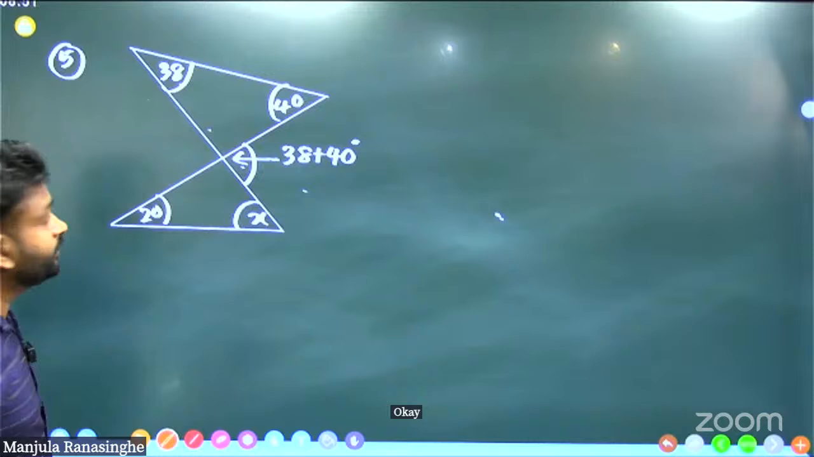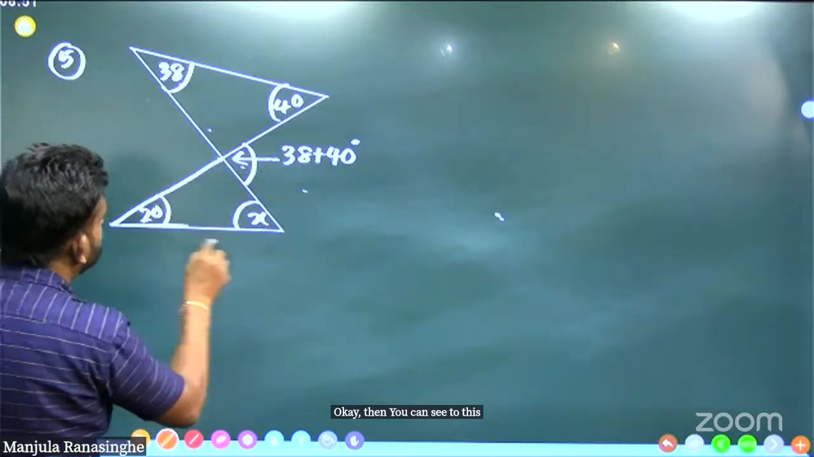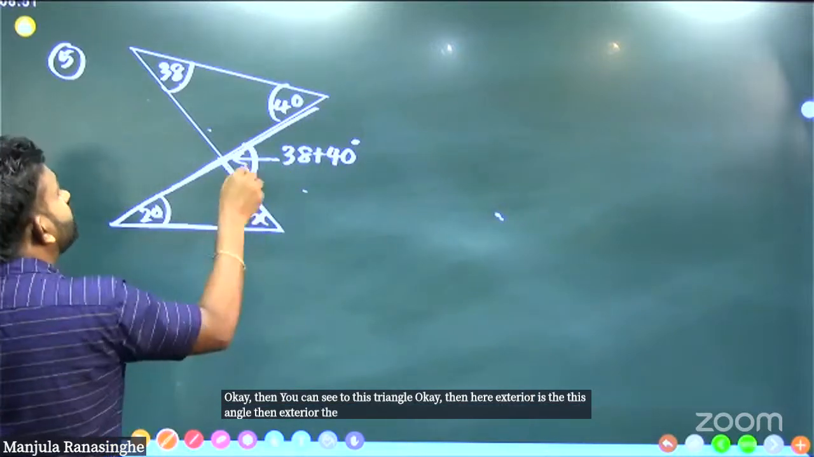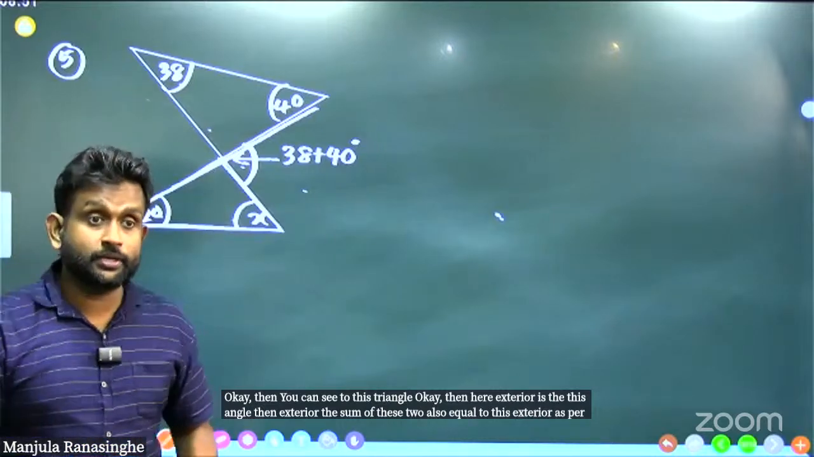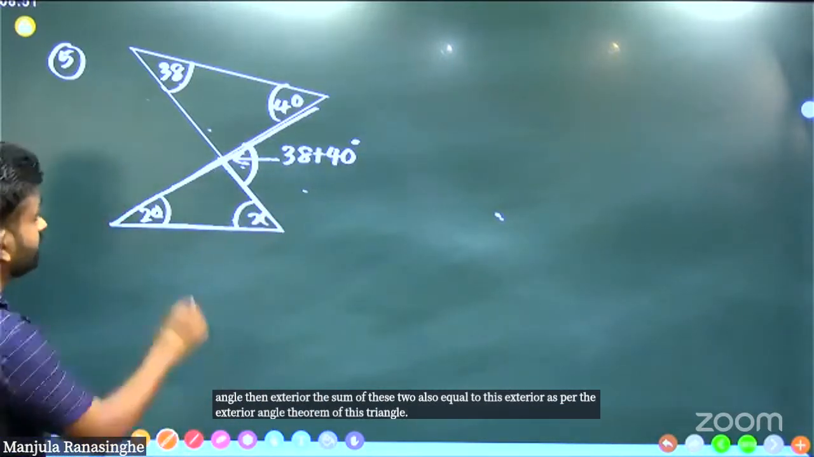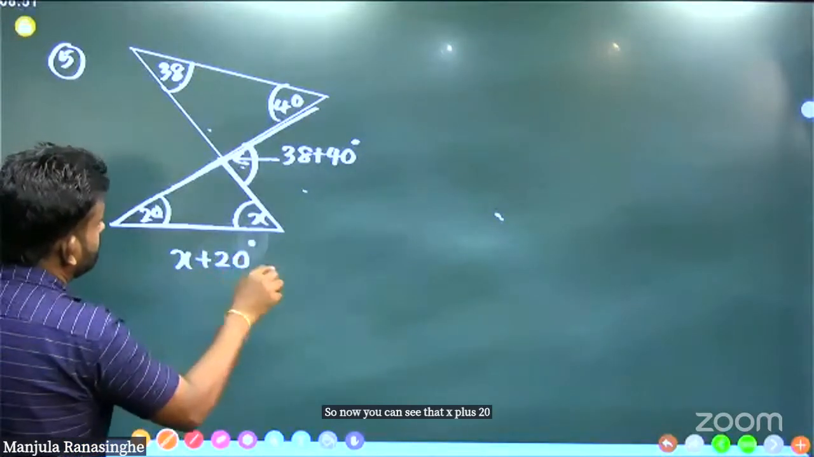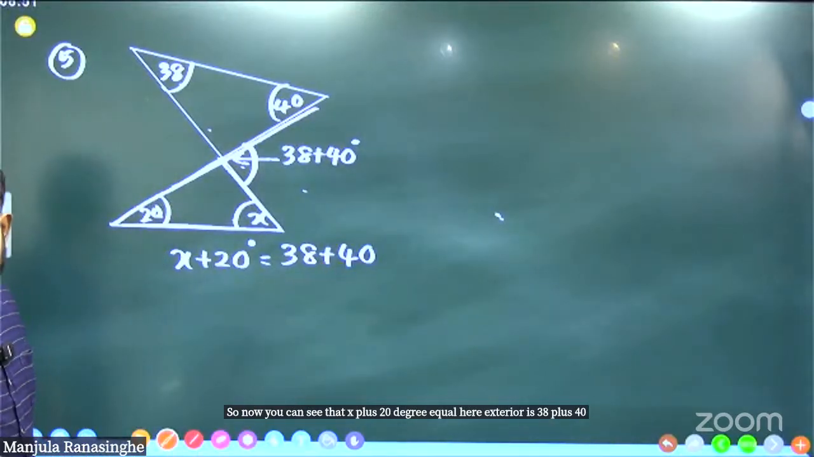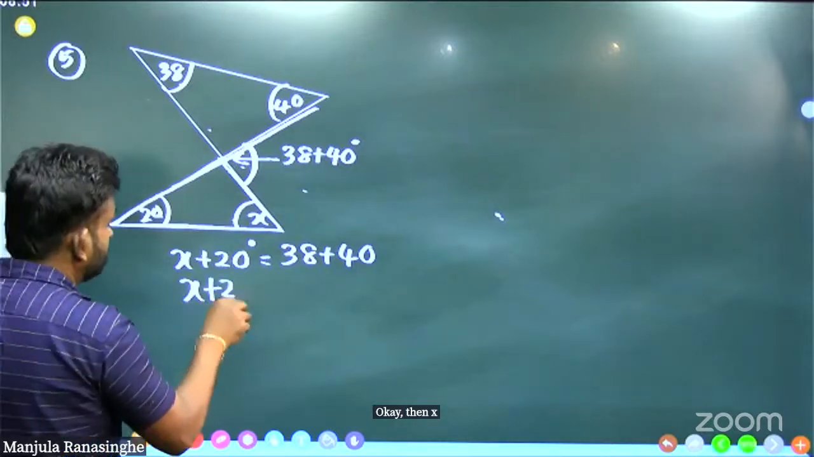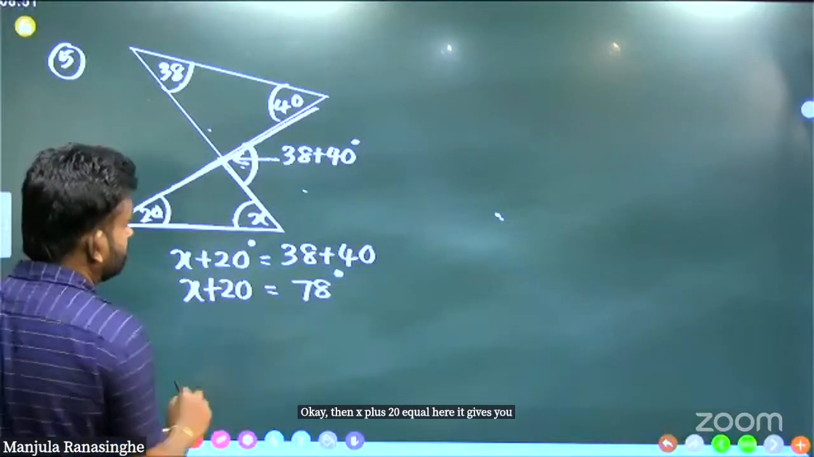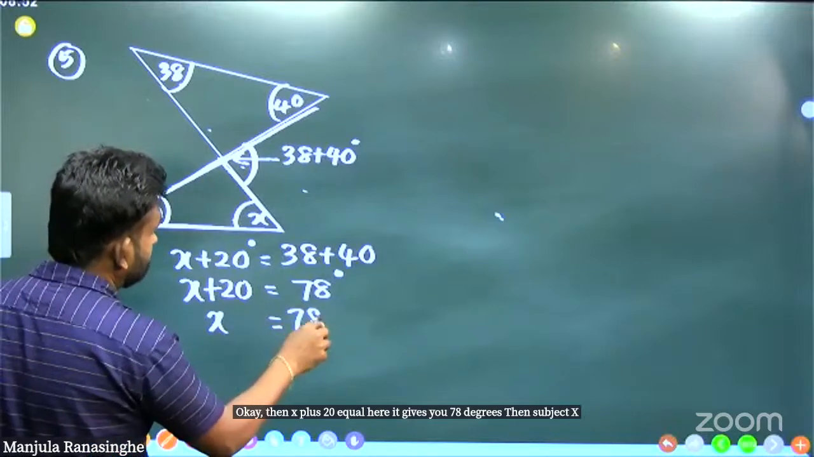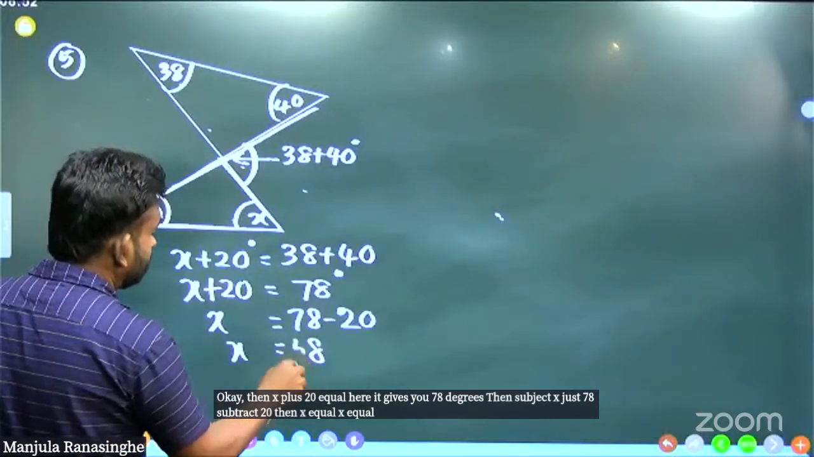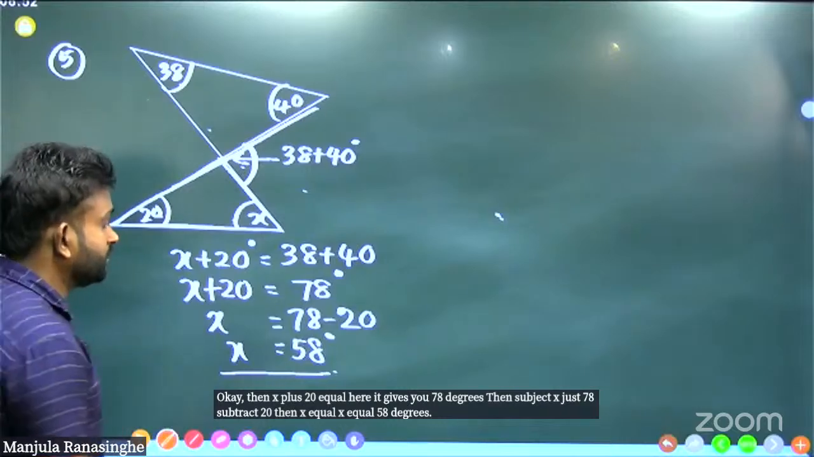Okay, then look at this triangle. Here the exterior angle is this angle, and the sum of these two also equals this exterior angle as per the exterior angle theorem of this triangle. So x plus 20 degrees equals the exterior angle, 38 plus 40. Then x plus 20 equals 78 degrees. Then make x the subject: 78 minus 20, so x equals 58 degrees.